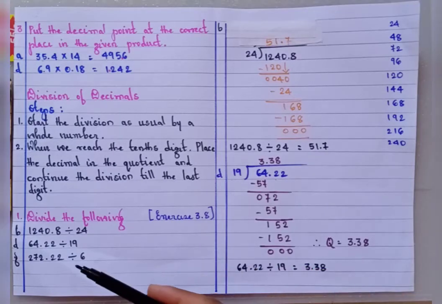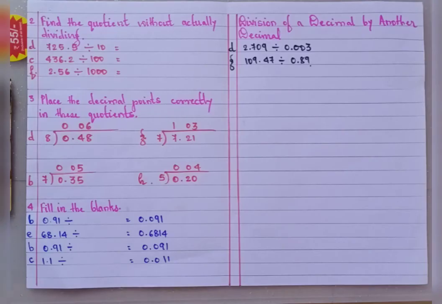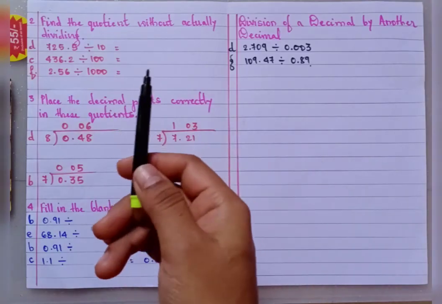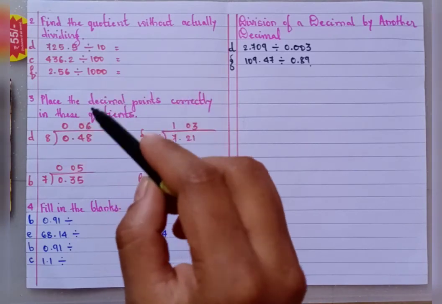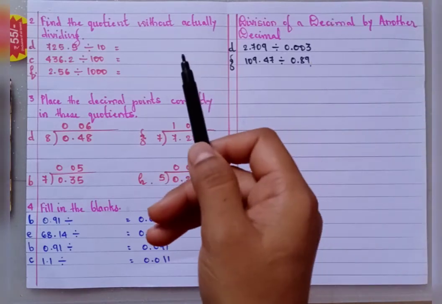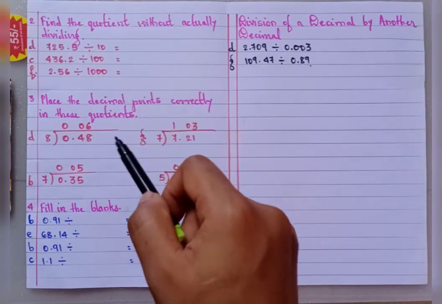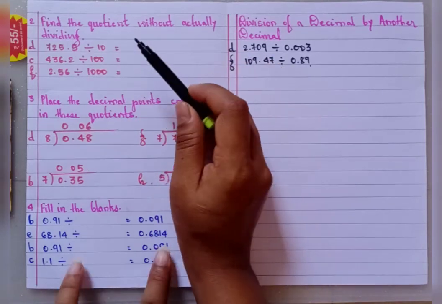Similarly, you can solve example G. We have to divide it by 6. So this you have to do. Now let's see the next question. Find the quotient without actually dividing. So the way we have written answers for multiplication of decimals with 10, 100 and 1000, in the same way we are going to find the answer for this example.